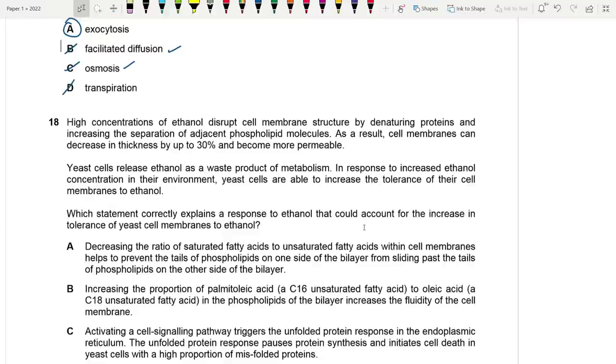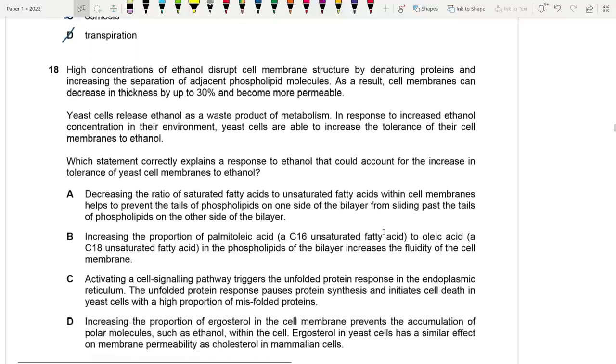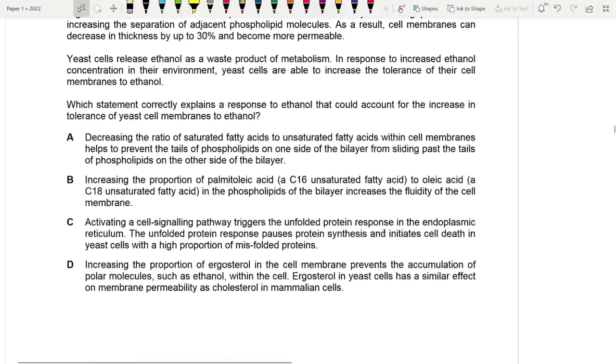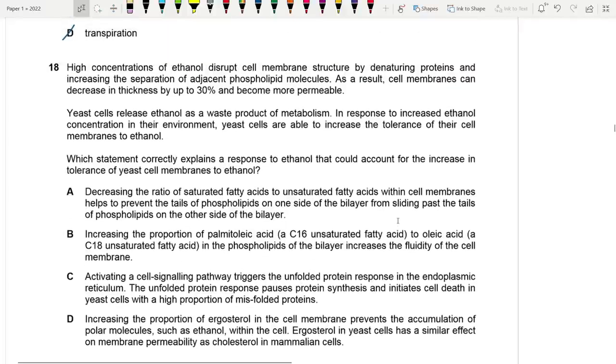Yeast cells release ethanol as a waste product of metabolism in response to increased ethanol concentration in the environment. Yeast cells are able to increase the tolerance of their cell membranes to ethanol. Which statement correctly explains a response to ethanol that could account for the increase in tolerance of yeast cell membranes to ethanol? Okay, basically our goal is to reduce the ethanol concentration.